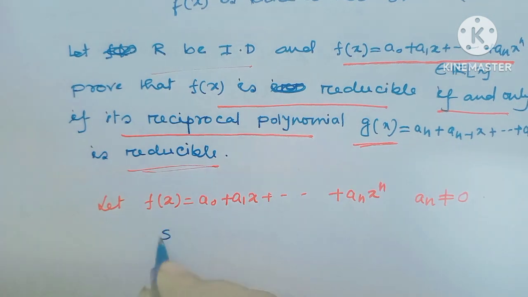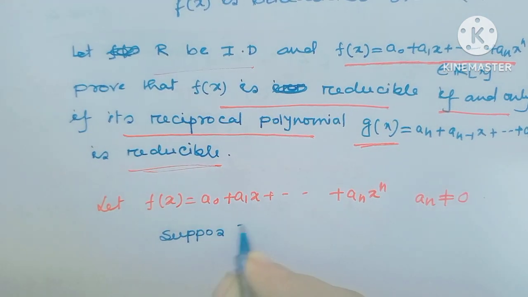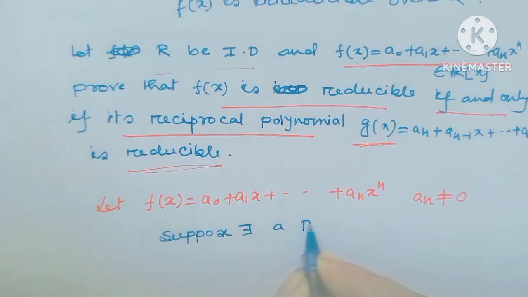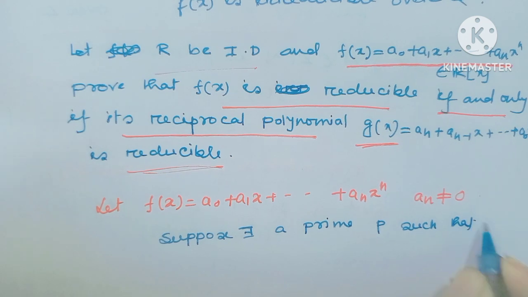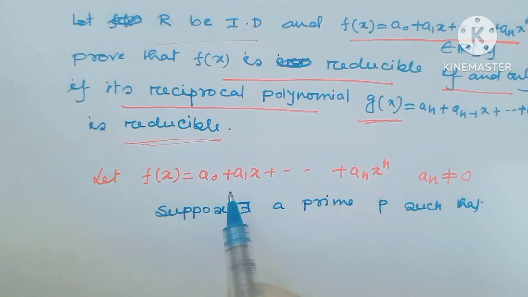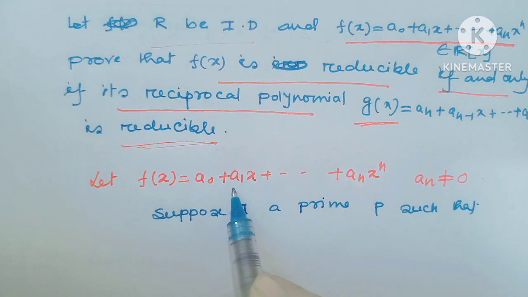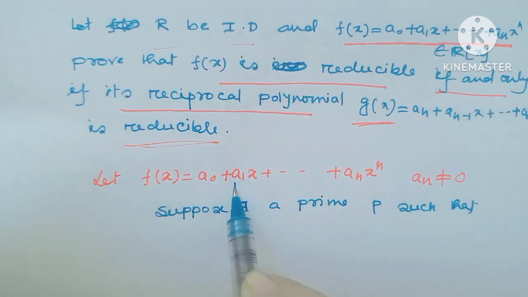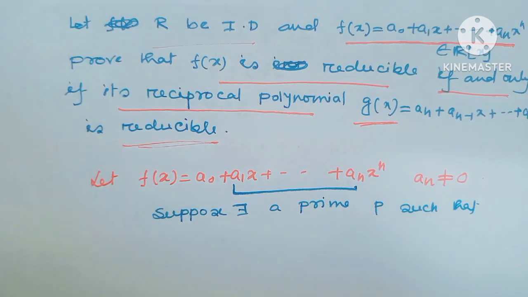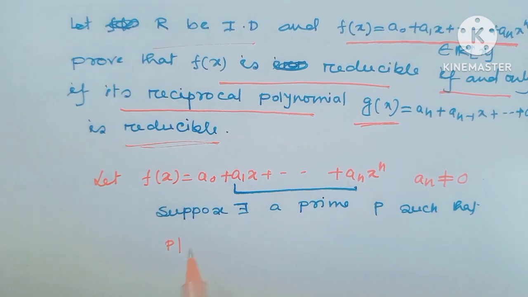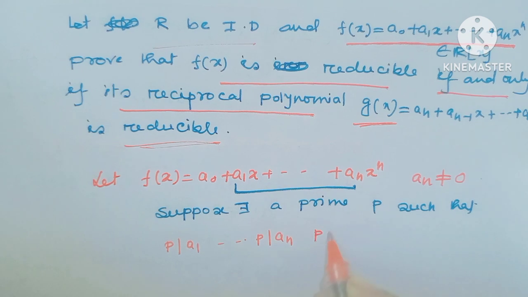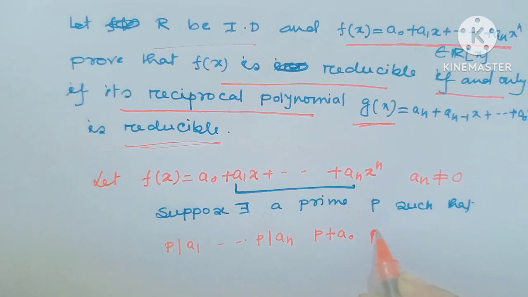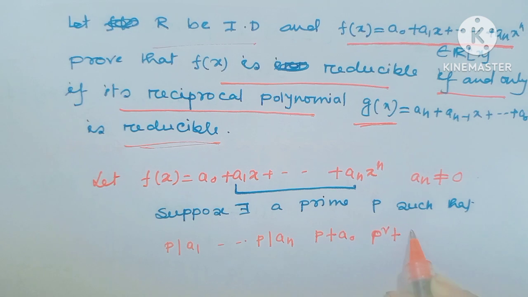Suppose there exists a prime p such that p satisfies the reciprocal of this polynomial. That means p divides a1 up to p divides an, but p does not divide a naught and p squared does not divide an.